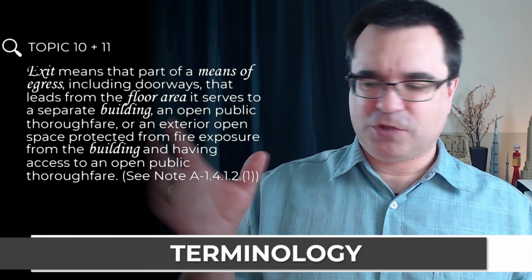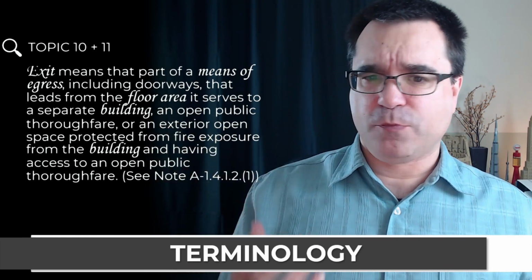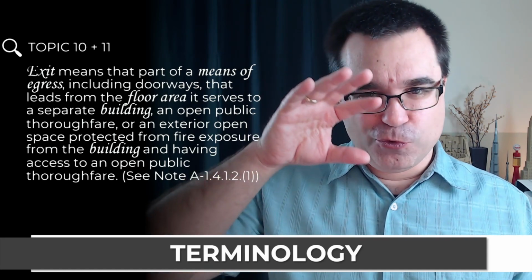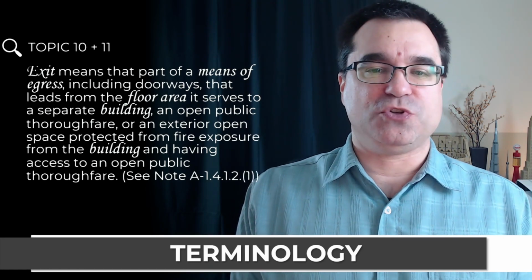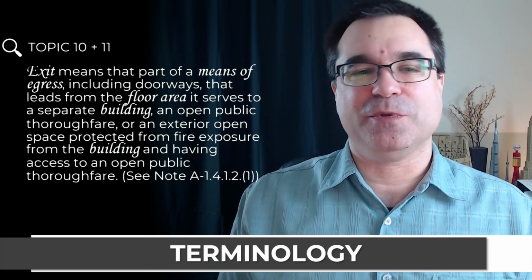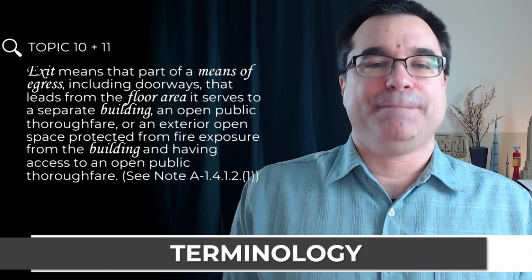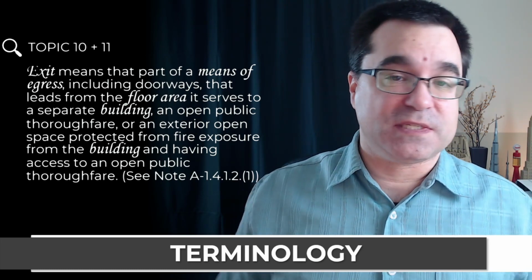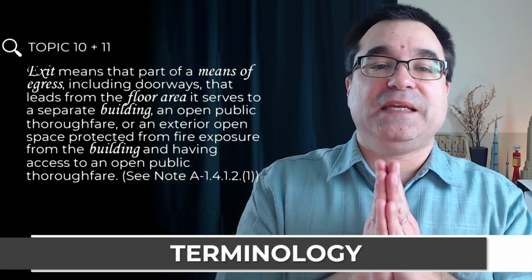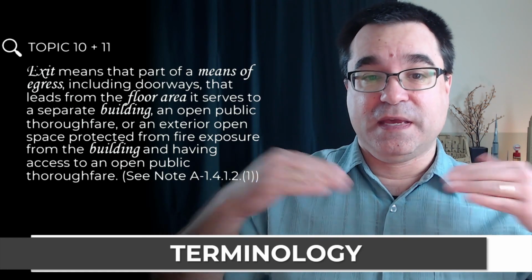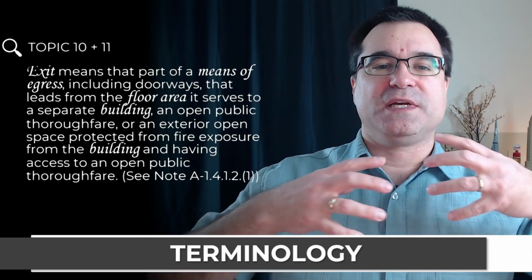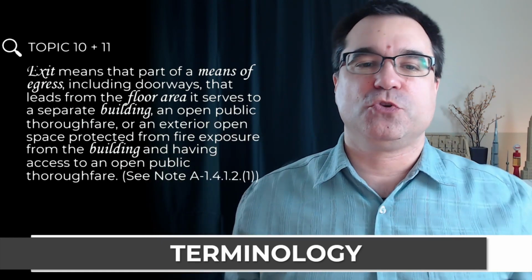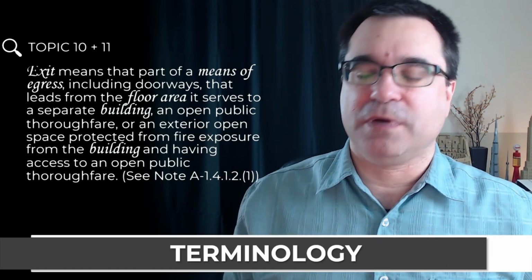Okay? Let's get to a bit of the terminology. From topics 10 and 11, there's been terminology that I've used in this course. For this topic, exits, I want to use the terminology that the building code uses, which you can find in Division A, okay, of the Ontario Building Code. And exits means that part of a means of egress, and that includes doorways, that lead from a floor area to a separate building or an open public space or an exterior open space protected from fire exposure from the building and having access to an open public thoroughfare.